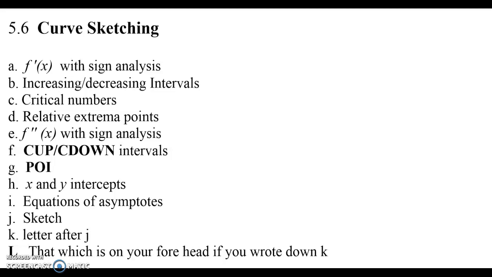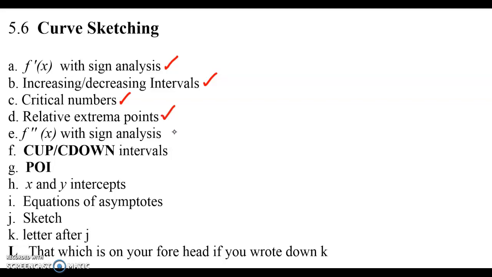Okay, so as we sketch here, we're going to go through these steps. We're going to find the derivative of the function and do a sign analysis on it. From that sign analysis we can tell where the function is increasing and decreasing and write down those intervals. We can also find the critical numbers, the places where the original function changes from increasing to decreasing, and know which are relative maximums or minimums.